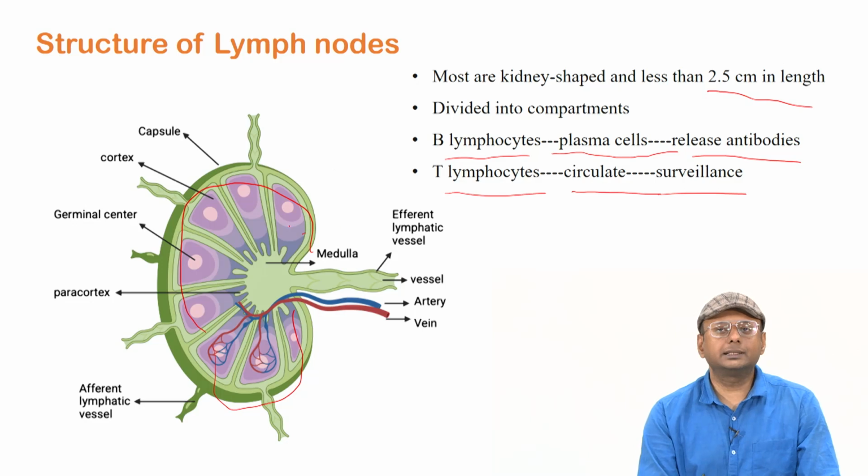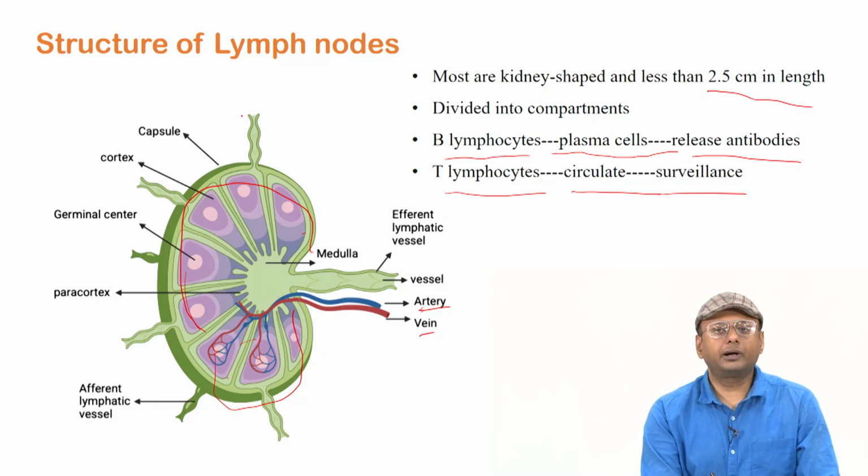Okay, so mostly this is the structure of a lymph node. You can see, okay, we are not going into too much detail, but mostly the cortex and medulla part is present, which is connected directly with the blood capillaries, also arteries and vessels.